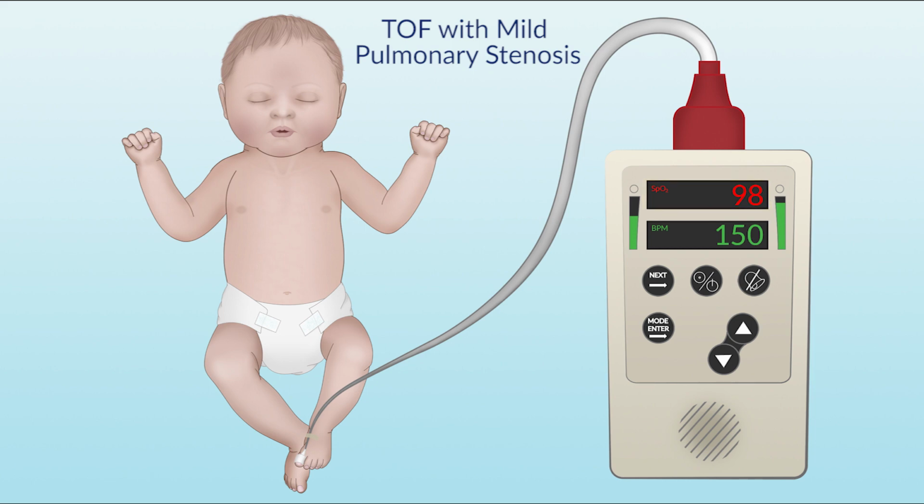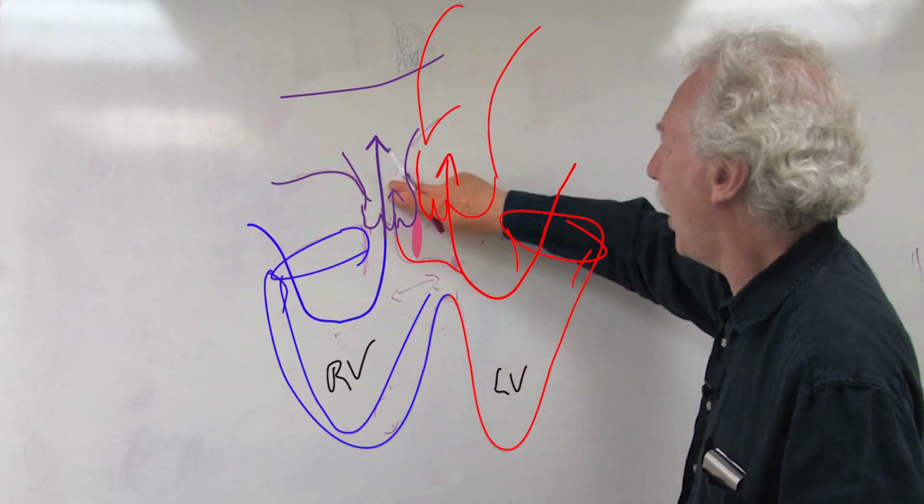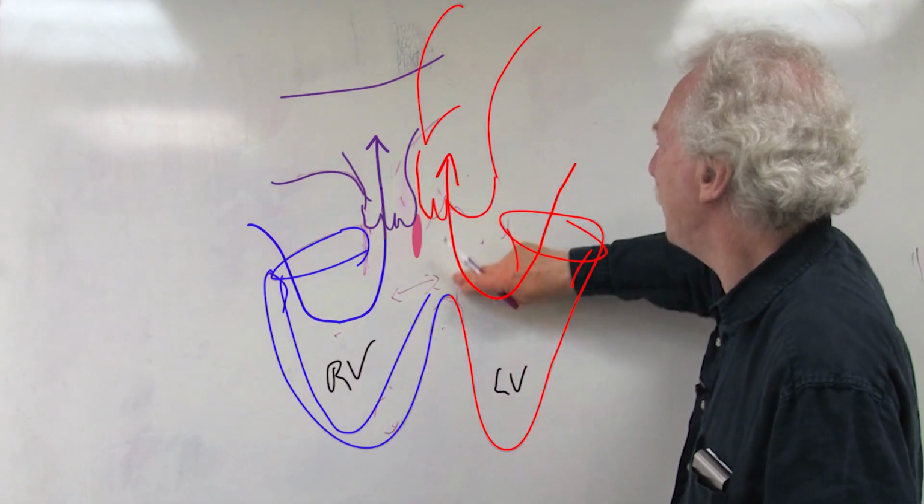However, over time, the degree of subpulmonary obstruction will progress and eventually cause oxygen saturations to fall. Thus, it is important to note that patients with mild Tetralogy of Fallot will become cyanotic with time if the defect is not repaired.